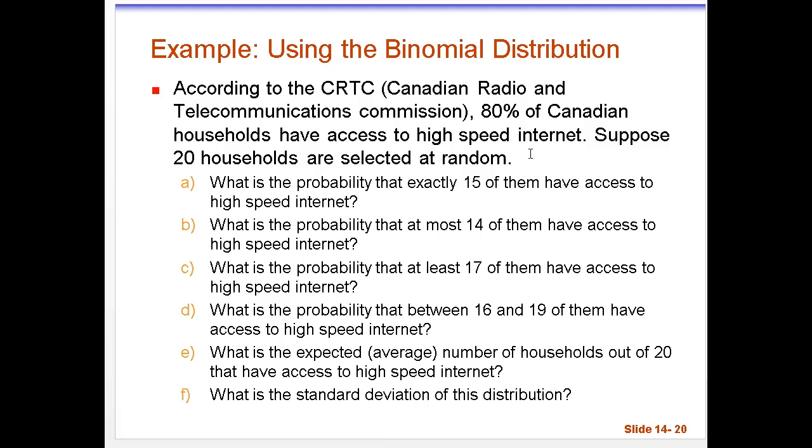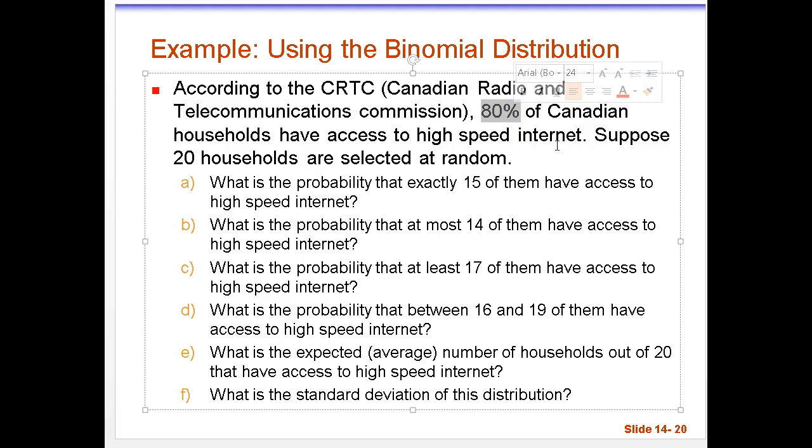Well, for one thing, we are picking at random 20 households from a large population. So my sample size of 20 is very small in relation to my total population size. I am given an n value, which is my sample size of 20, and I'm given a proportion, the p, that's listed in the formula. And that p is the proportion of the population with the characteristic of interest. In our case, we're talking about Canadian households that have access to high-speed internet, and that percentage is 80%, which I could express as a proportion, 0.8. So p is equal to 0.8, n is equal to 20.